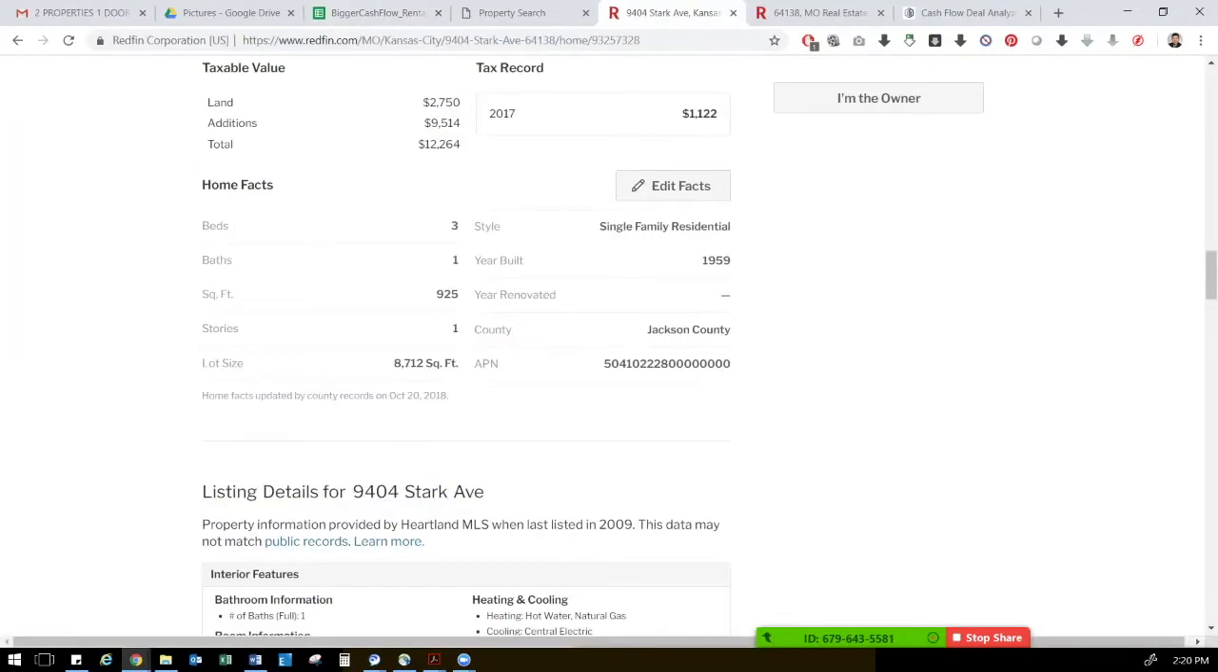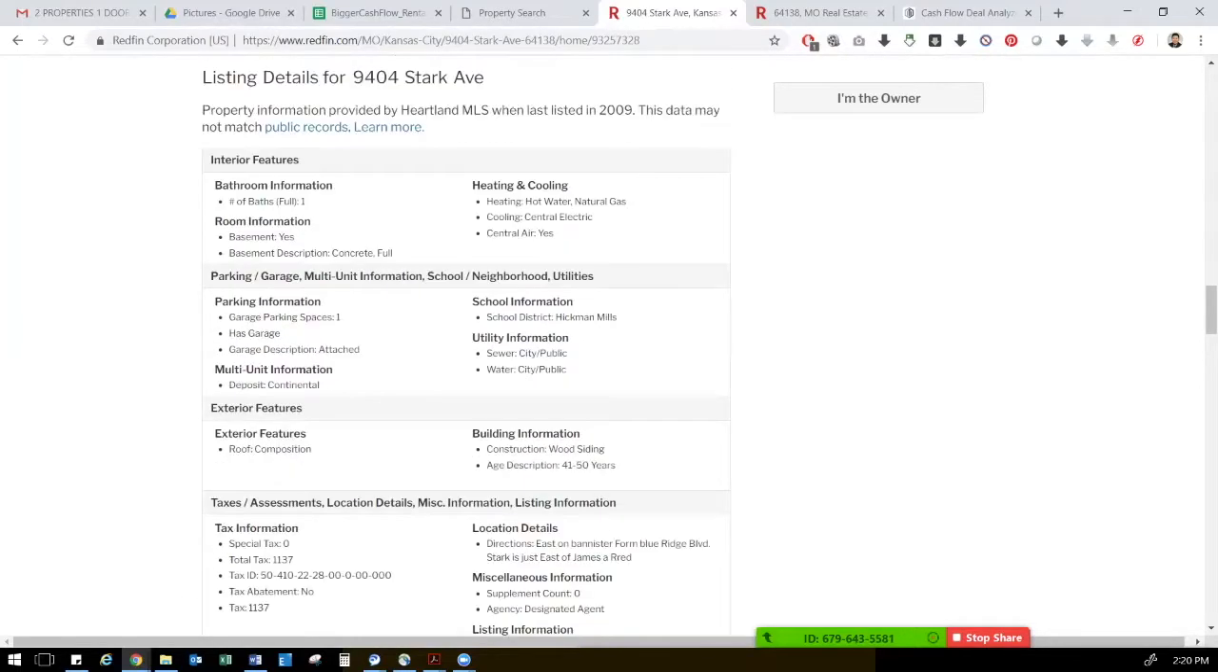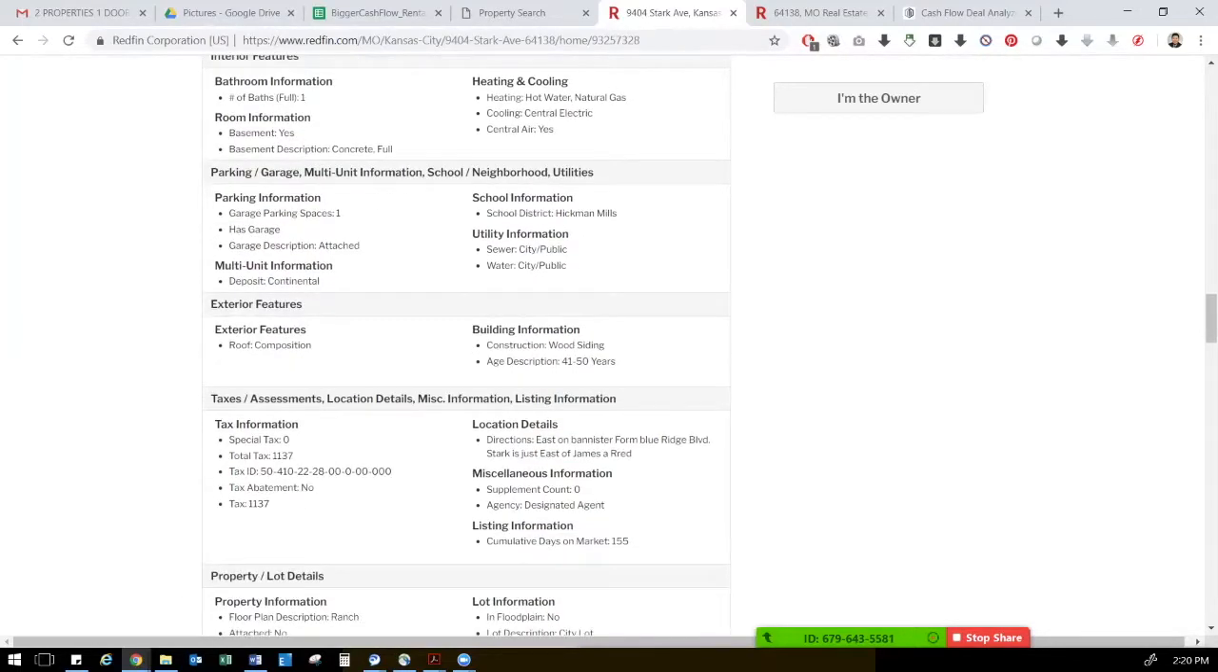Here we see that the square footage is 925. This is the livable square foot, and it's a 3-in-1. We got to verify the bath. And the year built is 1959. All of this information we should be able to verify on county records. Here they have a hot water central cooling, so they're not window units. They have an HVAC system. They have a 1-car garage.